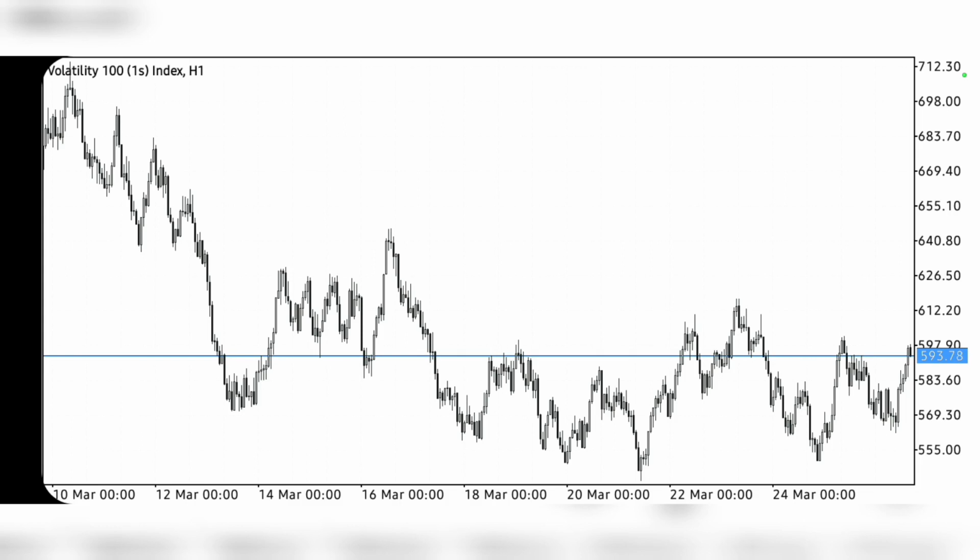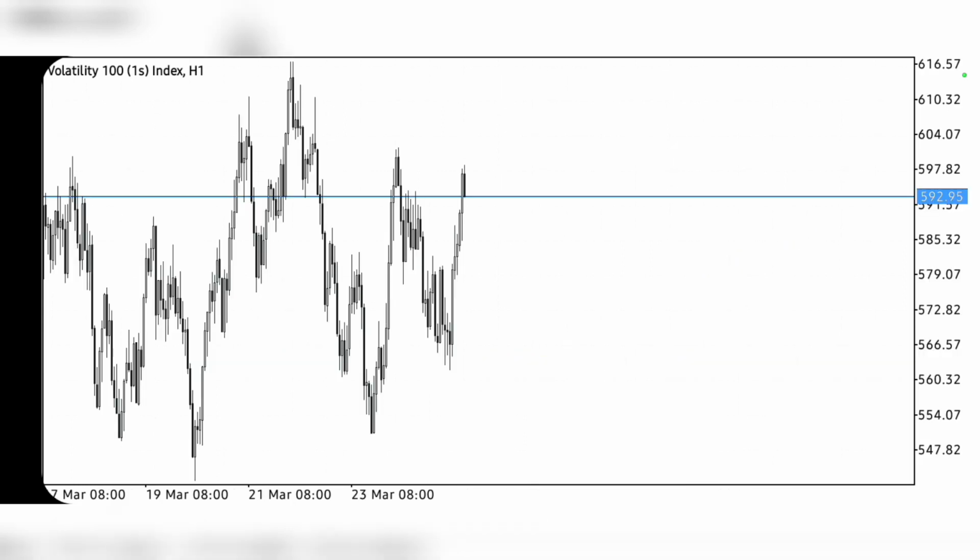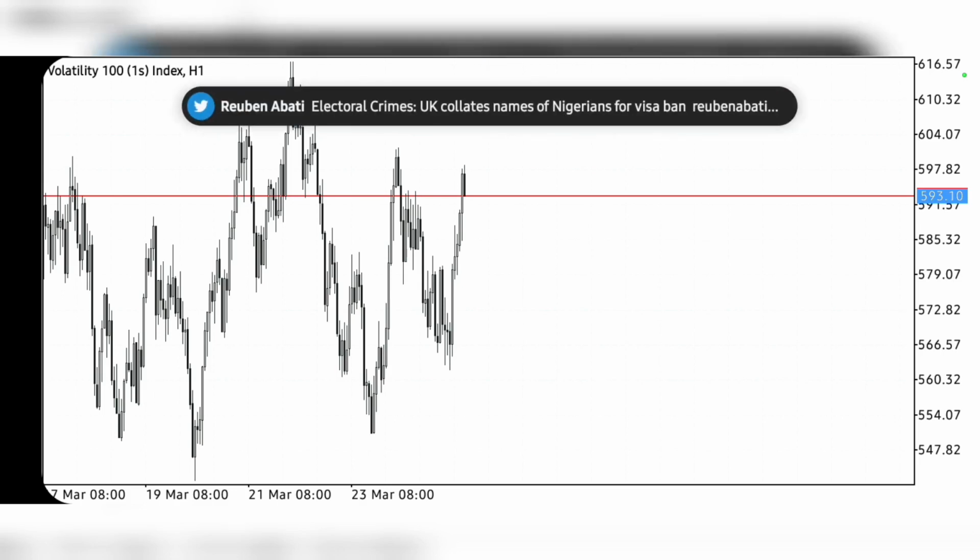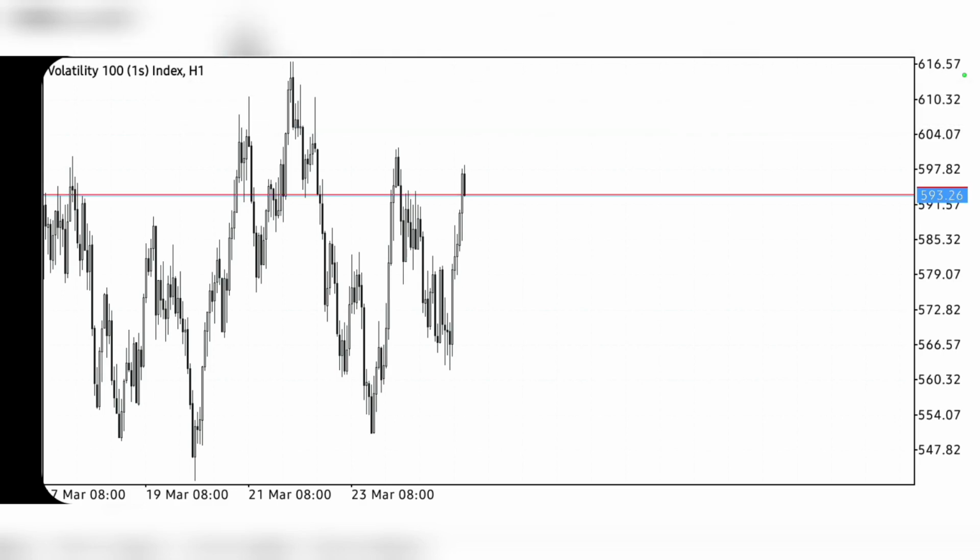Now, whatever POI you're going to be marking out, ensure that that POI has taken out liquidity. What do I mean by this? If you're going to be marking out maybe a primary point of interest, a secondary point of interest, make sure that that POI takes out liquidity. That is what is going to help you to determine if that POI is valid or not.